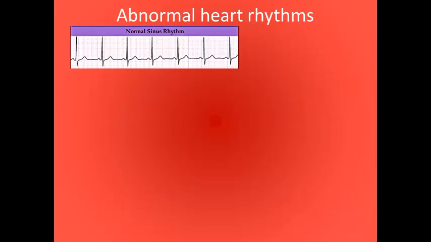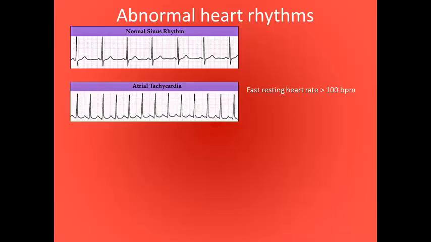The next condition we're going to look at is abnormal heart rhythms. You can see here an ECG trace of somebody with a normal sinus rhythm. So this is the normal electrical activity in the heart. Sometimes this electrical activity can change.